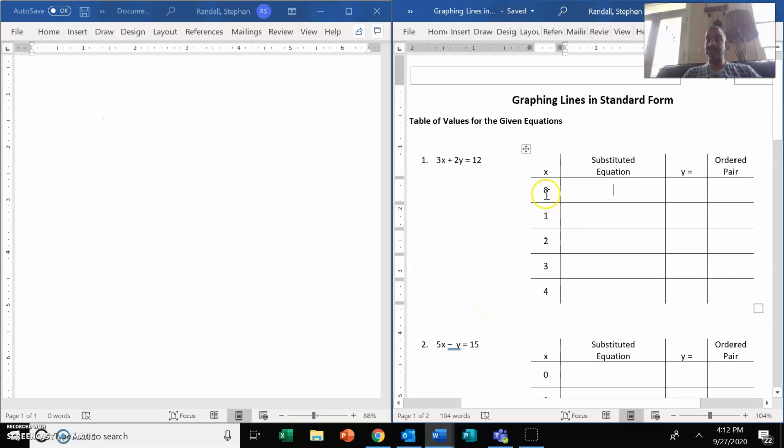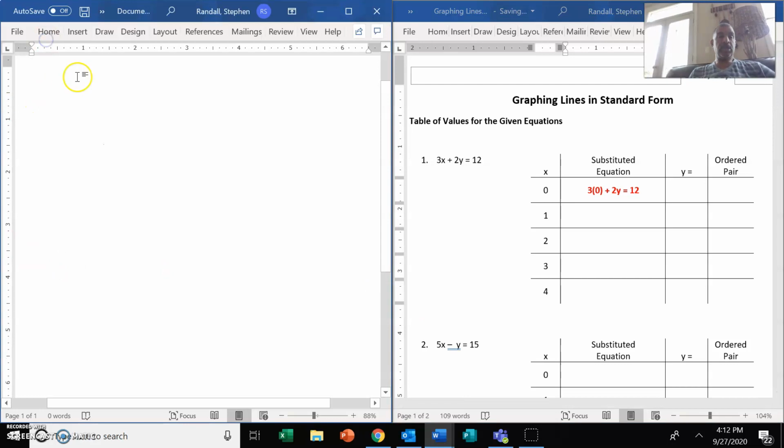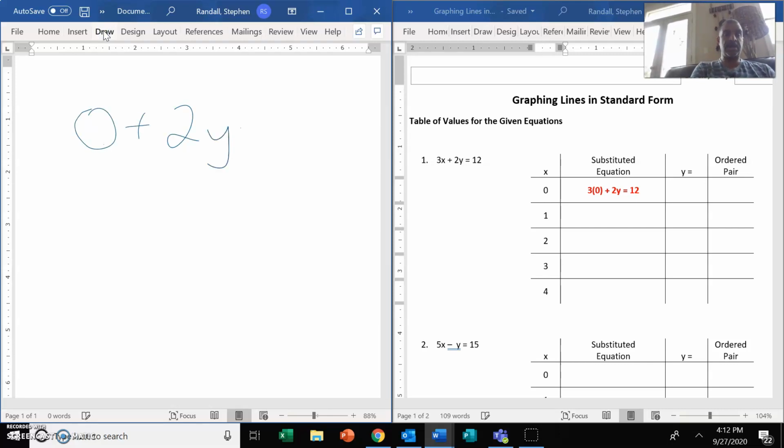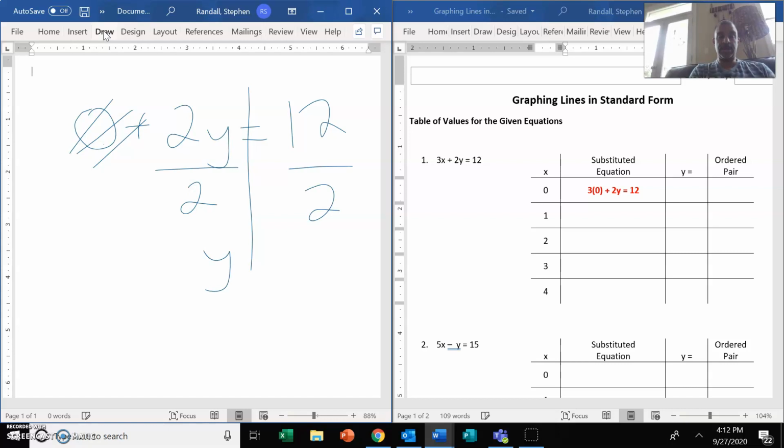So what I have to do is take the 0 and plug it into the equation. So it becomes 3 times 0 plus 2y equals 12. 3 times 0 is 0, so I have 0 plus 2y equals 12. And that's an equation I can solve because the 0 goes away, and all I have to do is divide by 2. And I get y equals 12 divided by 2 is 6.